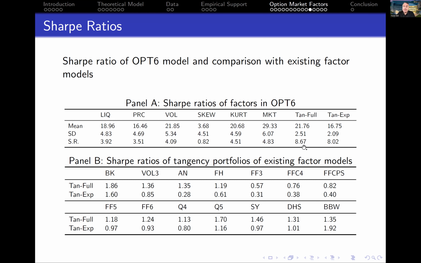Next, not reported here, we excluded the market. We said, okay, how do we do with respect to the market? We take our 5 factors, leave the market alone, and calculate the tangency portfolio. The Sharpe ratio of the tangency portfolio is around 7.